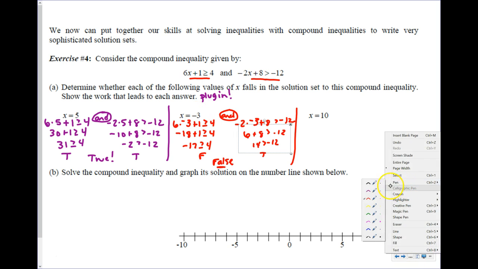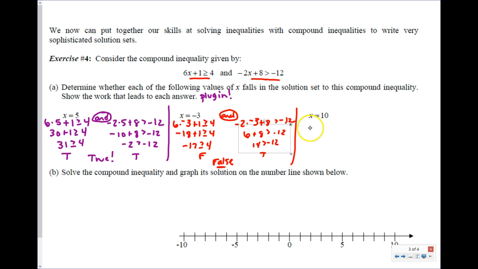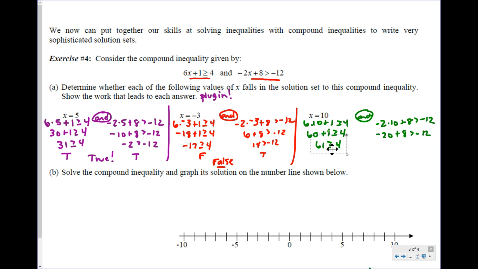And finally, let's test the number 10. I've got 6 times 10 plus 1 is greater than or equal to 4, and negative 2 times 10 plus 8 is greater than negative 12. So 6 times 10 is 60, plus 1, greater than or equal to 4. Negative 2 times 10 is negative 20. 60 plus 1 is 61. Is 61 greater than or equal to 4? Yes, so that side's true.